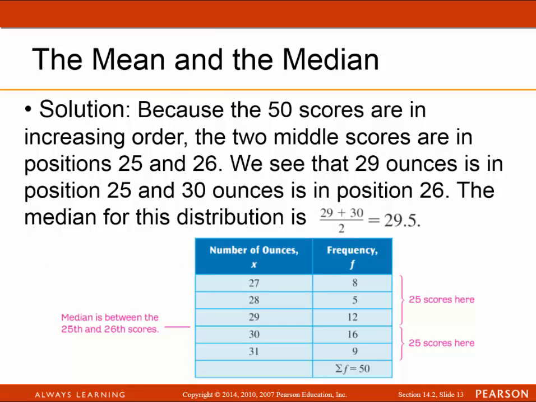Now, because the 50 scores are in increasing order, the two middle scores are in positions 25 and 26. We see that 29 ounces is in position 25, and 30 ounces is in position 26. So the median for this distribution is (29 + 30) divided by 2, which is 29.5.